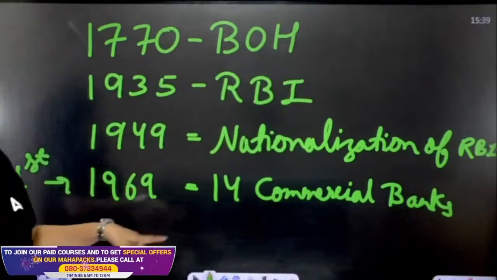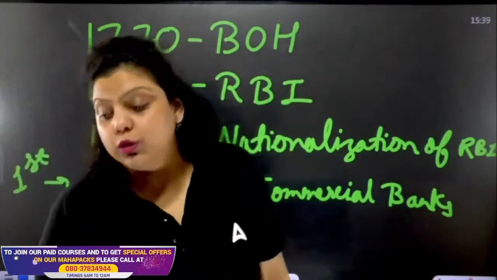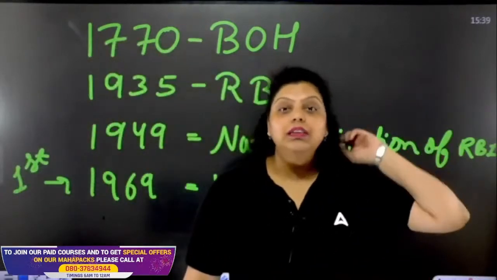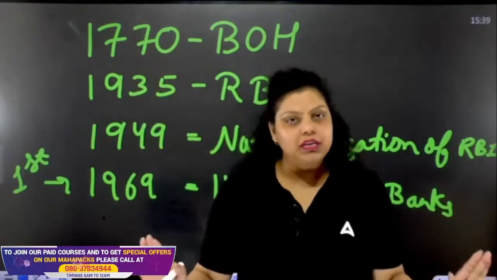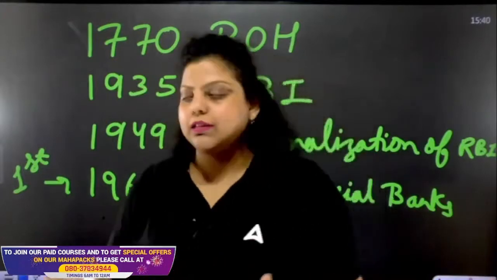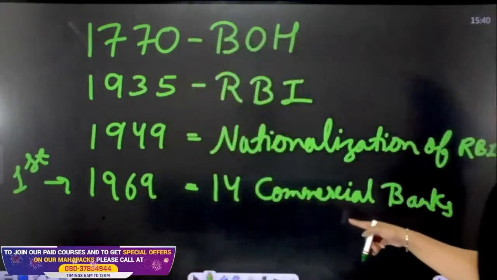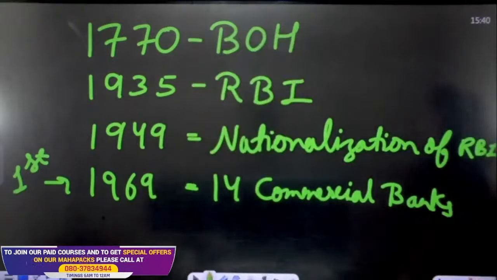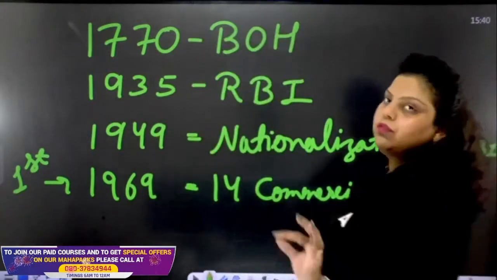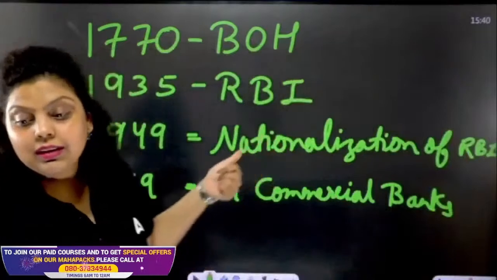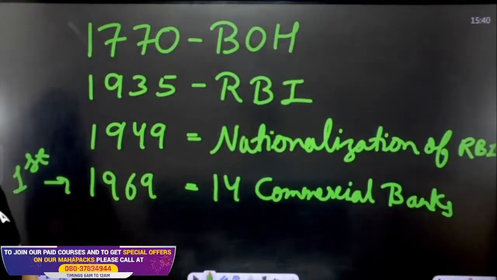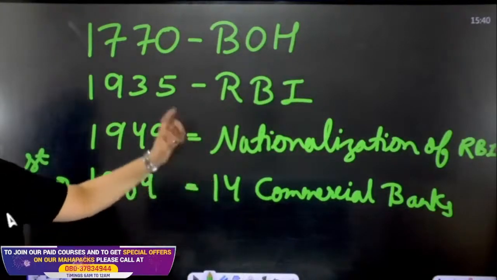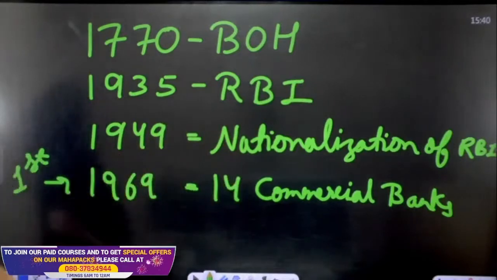Now, why only 14? The first bank of India was the Bank of Hindustan, established in the year 1770. Since then, till 1969, did we only have 14 banks? No, we had many banks at that time also. But why only 14 banks? Because the government gave a criterion: only those banks would be nationalized which have 50 crore public deposit. Only those 14 banks were nationalized in the year 1969.